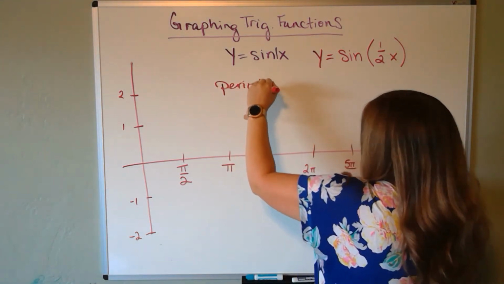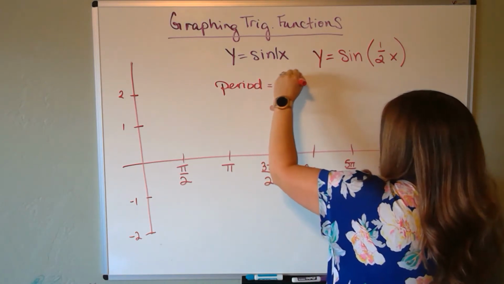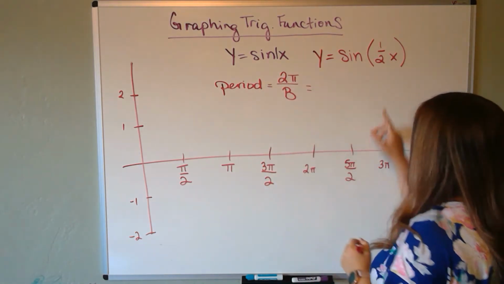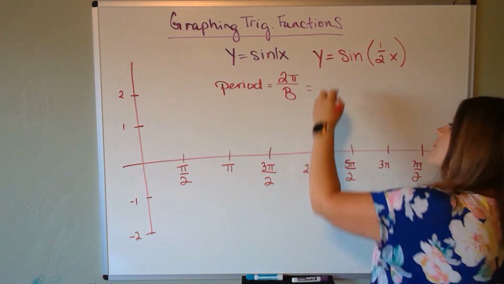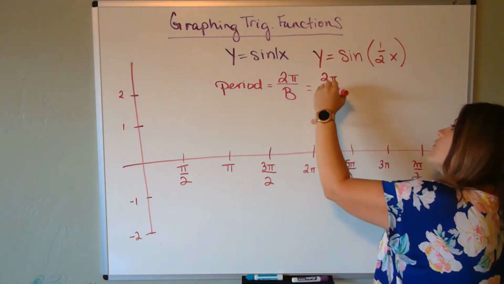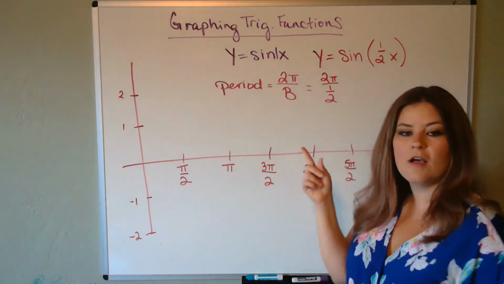So you guys, remember, the period is always 2 pi over b. And what's our b value here, guys? It's 1/2. So if I do 2 pi over 1/2, I've got a complex fraction here.